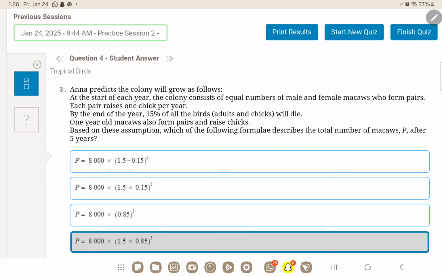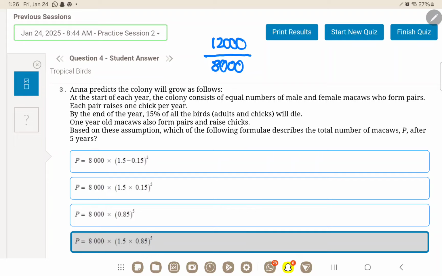So we need to make the formula. First of all, we need to find out how much the population increases. What's the ratio of the population increasing? We know that each year you start off with 8,000 macaws as adults, and each year they will make 4,000 chicks, and together they will be 12,000.